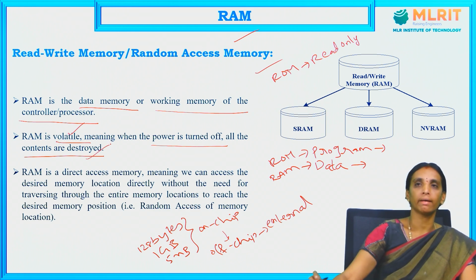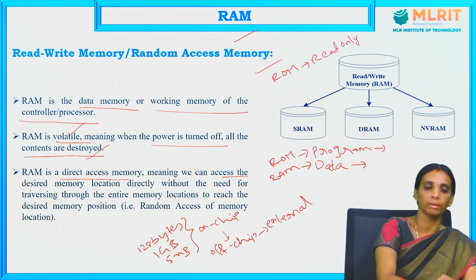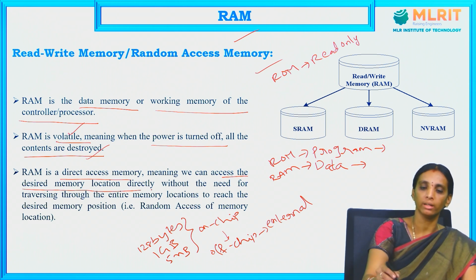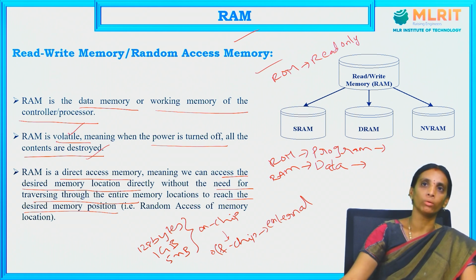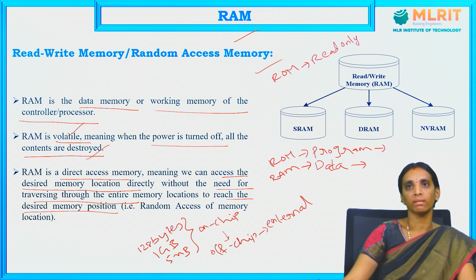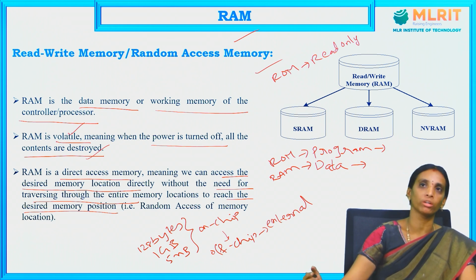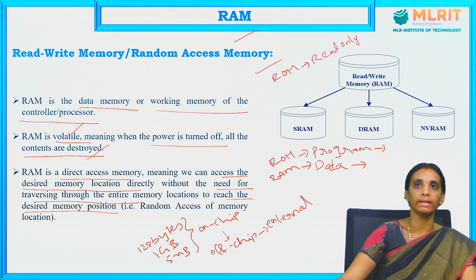It is a direct access memory. That means it can be accessed directly without entering any other location. We can access the desired memory location directly without the need for traversing through the entire memory to reach the desired position. We need not go from the first location to the last location to reach the desired location. We can directly access any location in the memory.